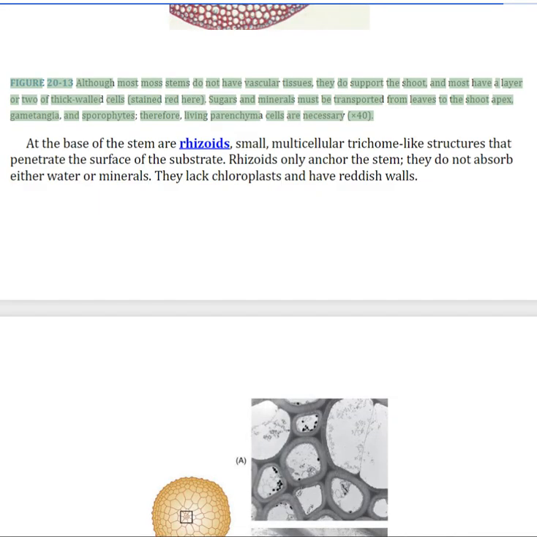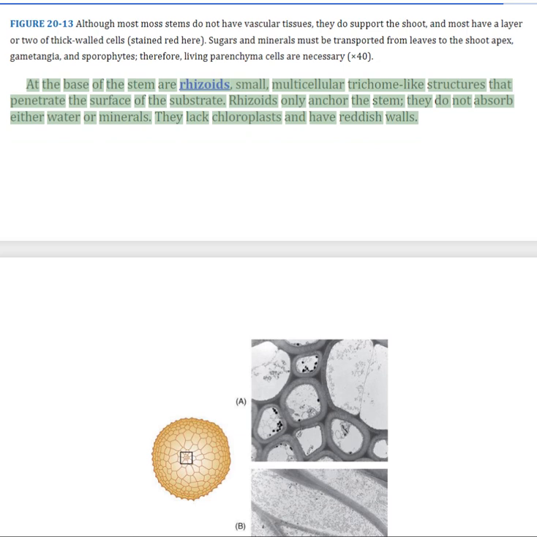Figure 20-13. Although most moss stems do not have vascular tissues, they do support the shoot, and most have a layer or two of thick-walled cells. Sugars and minerals must be transported from leaves to the shoot apex, gametangia, and sporophytes. Therefore, living parenchyma cells are necessary. At the base of the stem are rhizoids, small, multicellular trichome-like structures that penetrate the surface of the substrate. Rhizoids only anchor the stem. They do not absorb either water or minerals. They lack chloroplasts and have reddish walls.